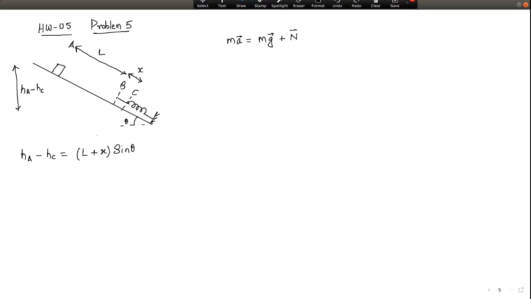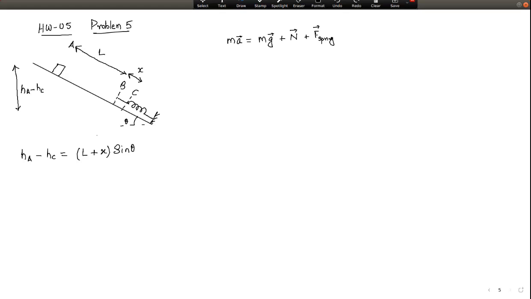There is no force of tension. It's a frictionless incline, so no friction. And there is a force of friction acting between point B and C. So it's a force of friction, which is decided by the Hooke's law.